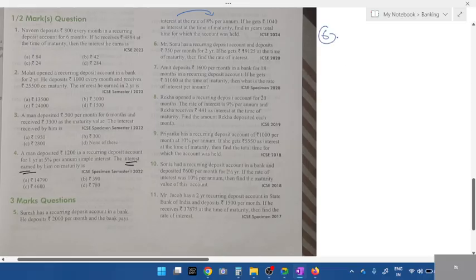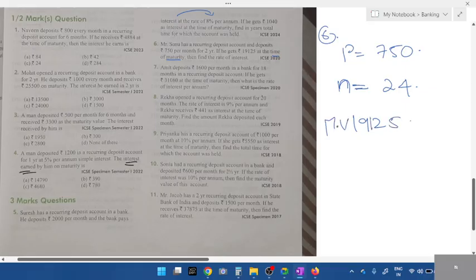Mr. Sonu has a recurring deposit and deposits... What's the principal, students? Sixth question. Rupees 750. And what is time given? Oh, you're giving wrong answers. What does N stand for? N stands for months. How do you convert? 24. If he gets 19,125 at the time of maturity, what do you mean by that? Yes, 19,125.